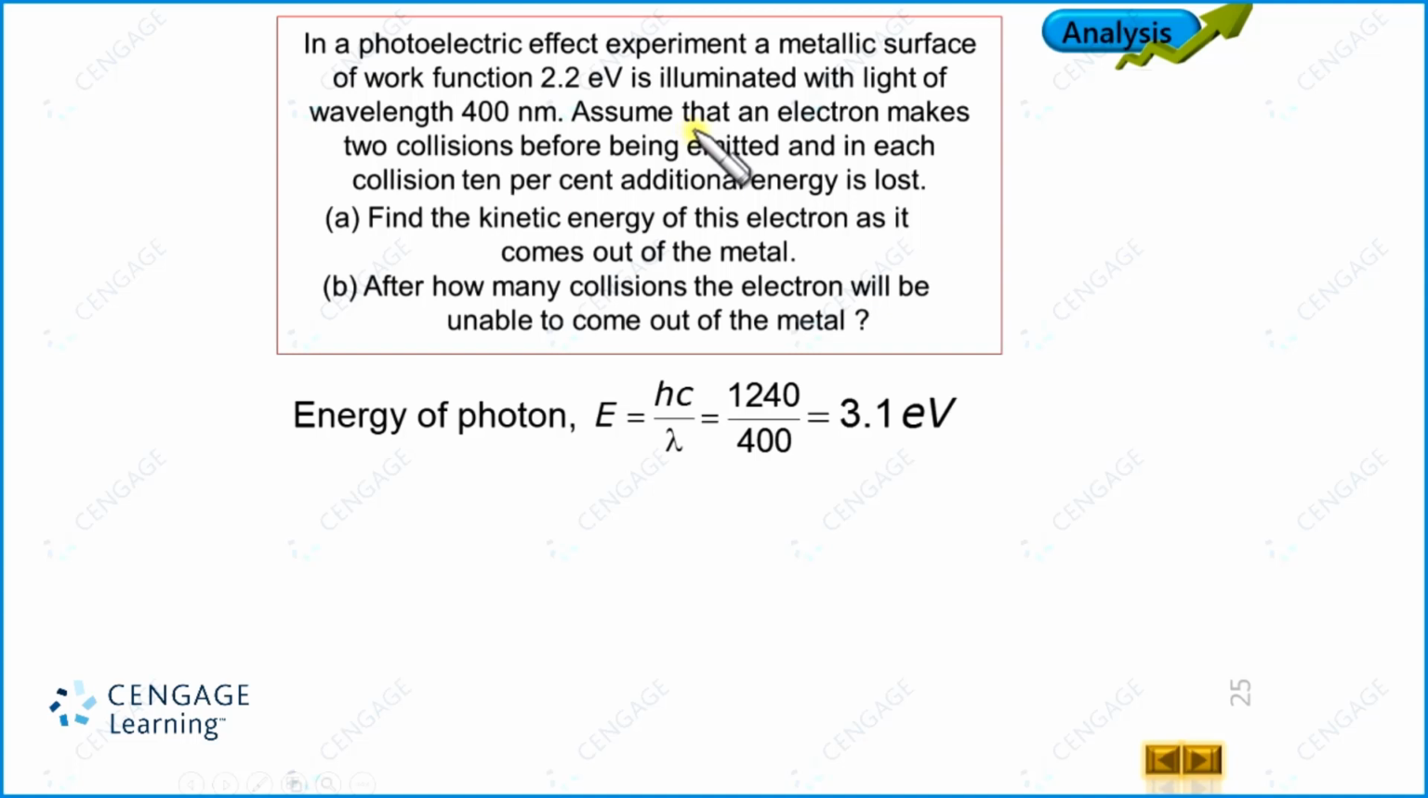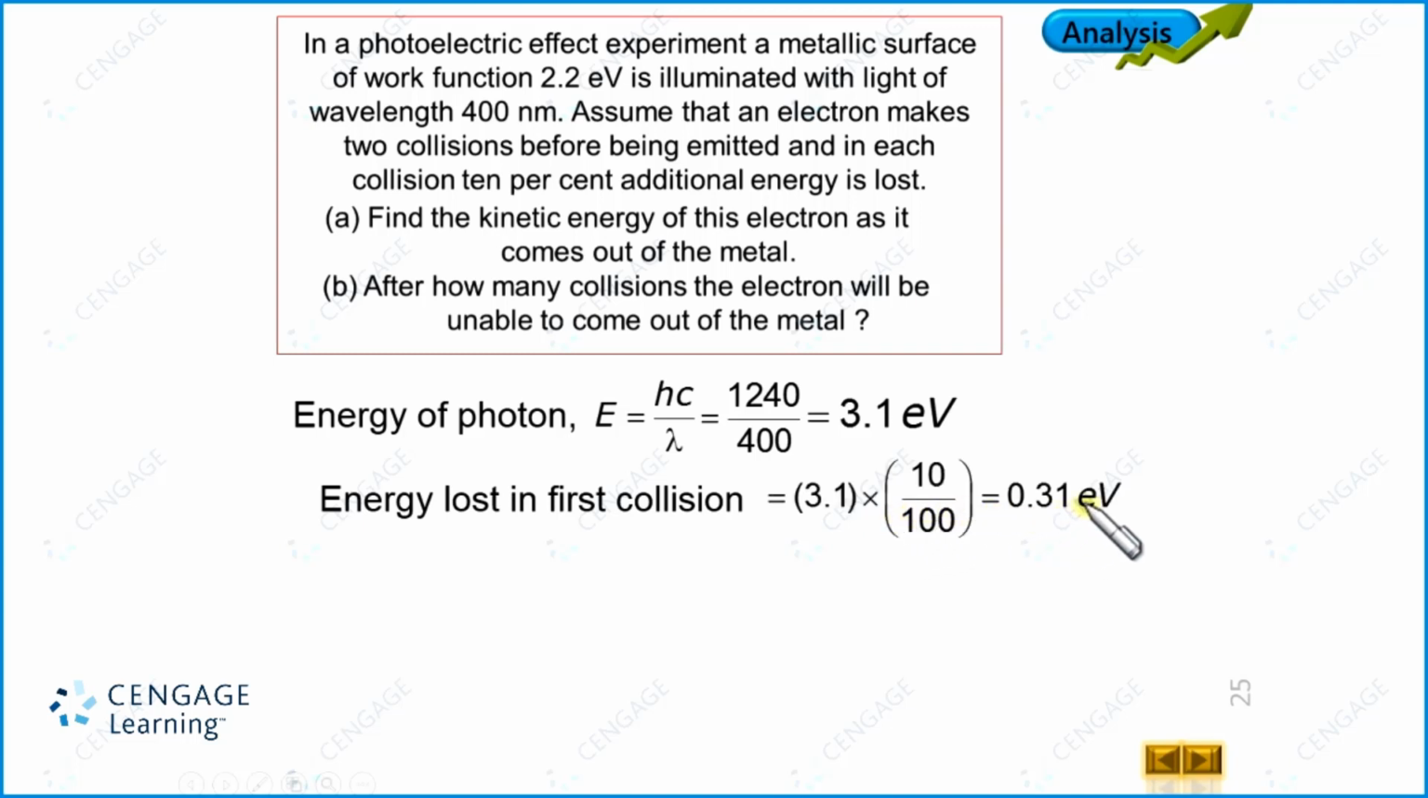Now we need to consider the collision of the electron, right? Let us calculate the energy lost in the first collision. It is given 10% energy is being lost. So we need to calculate 10% of this value. So this is 3.1 multiplied by 10 by 100. This is equal to 0.31 electron volt, right?